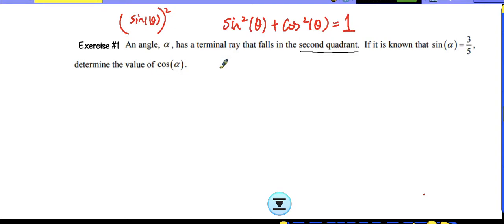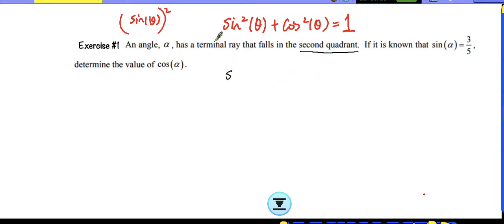Some students might wonder, can I use a right triangle to figure it out? The reason we can't is that the random angle here is not limited to the angle in a right triangle. So since it's an identity, we can always use this one for whatever angle we're talking about. So let's plug in the value here.